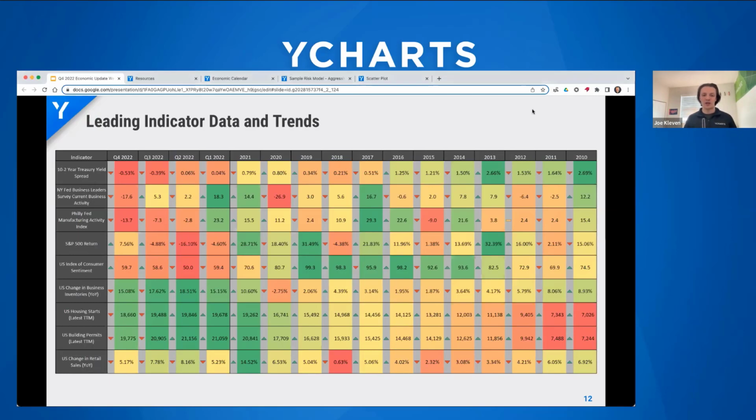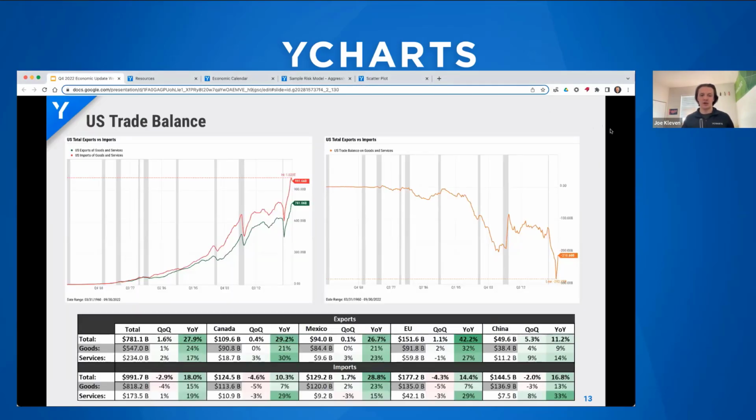Next up, we have U.S. trade balance, and this slide shows the trade activity between the USA and other key partners through September 30th of 2022. So the end of Q3 there, the latest data available. The chart on the left shows that US imports have actually declined off their high, now below $1 trillion per quarter.